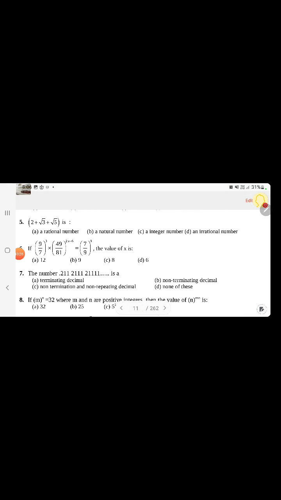Okay, and the fifth question is: 2 plus root 3 plus root 5 is... Obviously this is an irrational number. The options are a rational number, a natural number, an integer, or an irrational number. The sum or difference of any two non-zero irrational numbers is an irrational number.